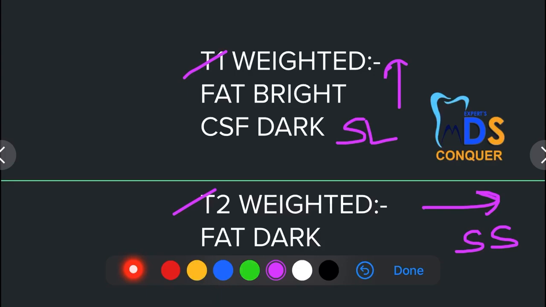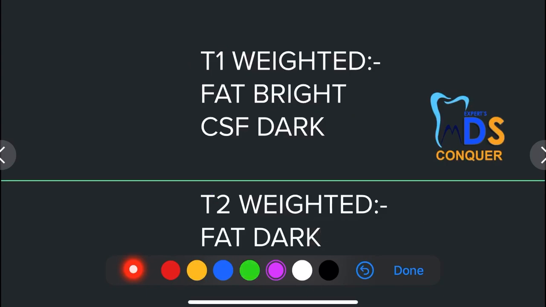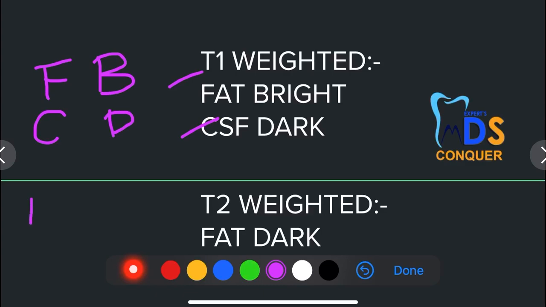Clear? Another important thing is how the fat and the CSF appear in a T1 weighted image. The mnemonic: for fat and CSF in T1, write BD, that is the BDS, and for T2 again write fat and CSF, it is the opposite, that is DB.